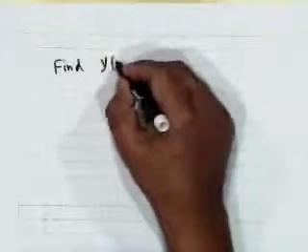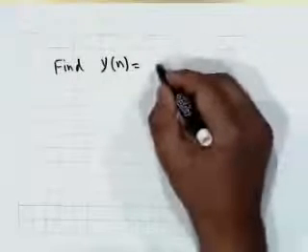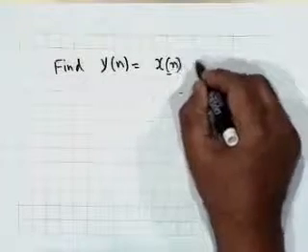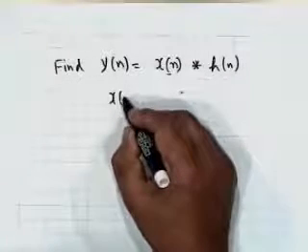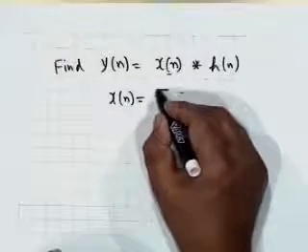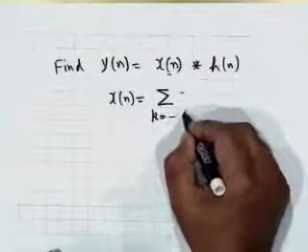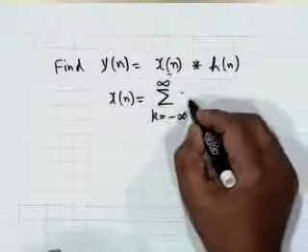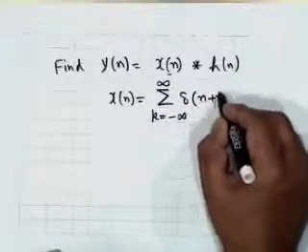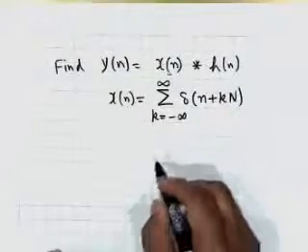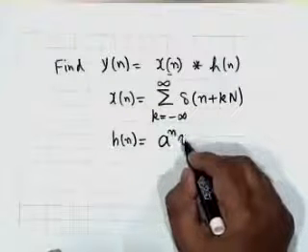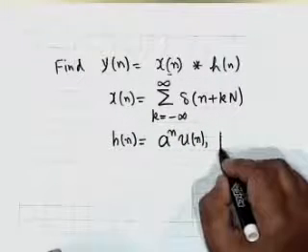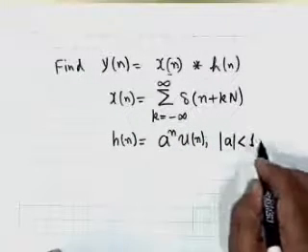The problem is, find y of n, which is the convolution of x of n and h of n, where x of n is equal to summation k equals minus infinity to plus infinity delta of n plus kN, and h of n is equal to a to the n u of n, where mod a is less than 1.